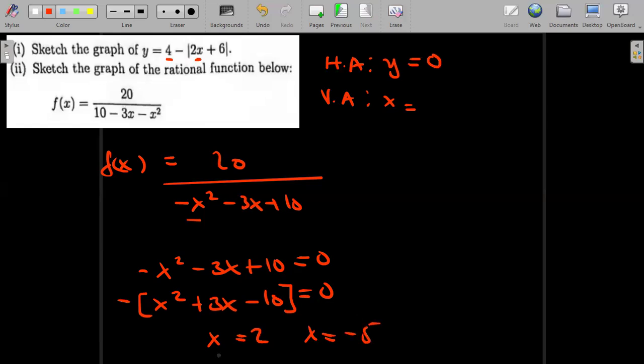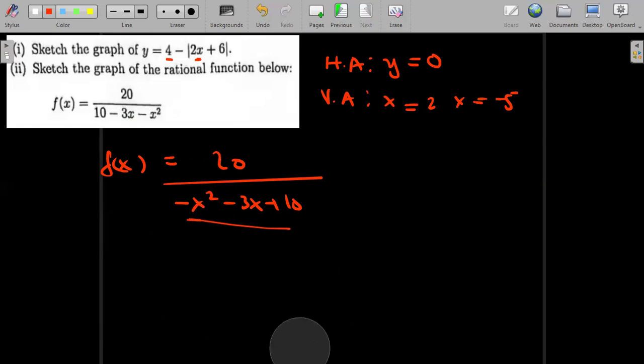So these are the values that can make the bottom equal to 0. And if the denominator is equal to 0, we will get something that is undefined, so we do not want it to be equal to 0. Thus, our vertical asymptotes are going to be those points, x equal to 2 and x equal to -5. Meaning we cannot pick these points because they are going to give us 0 in the denominator, meaning they are not part of our domain. So those there. And then what do we do now?